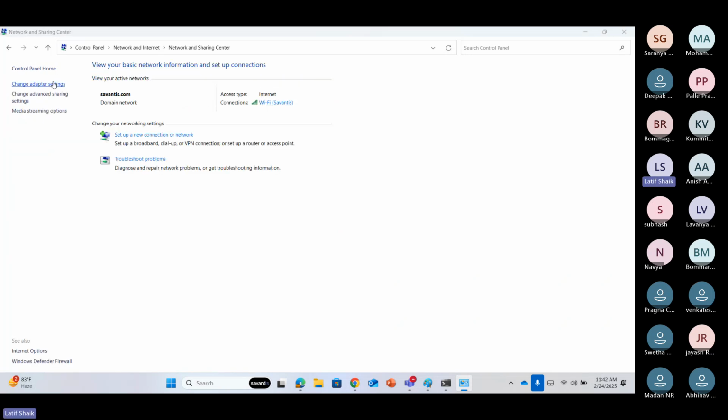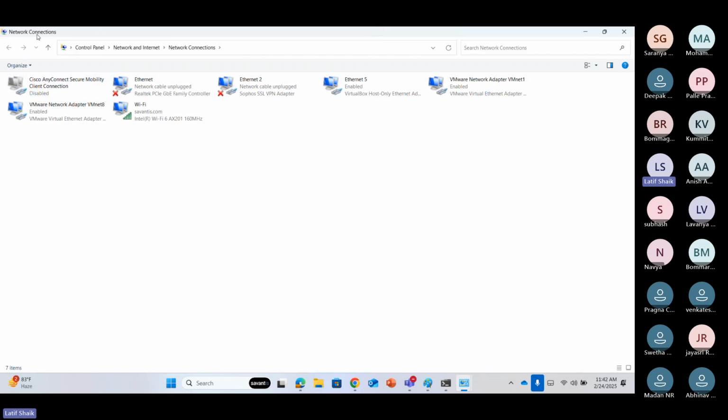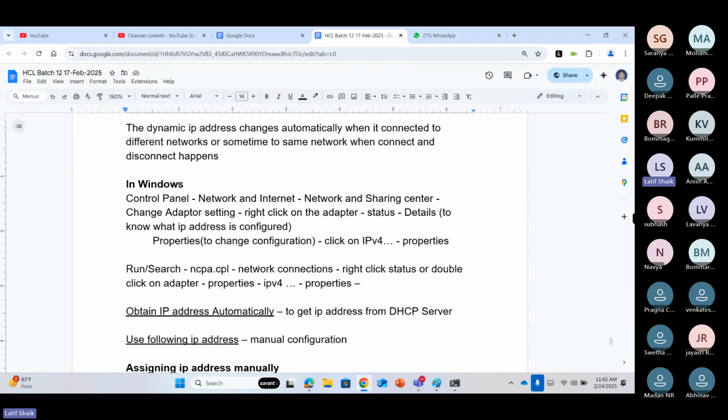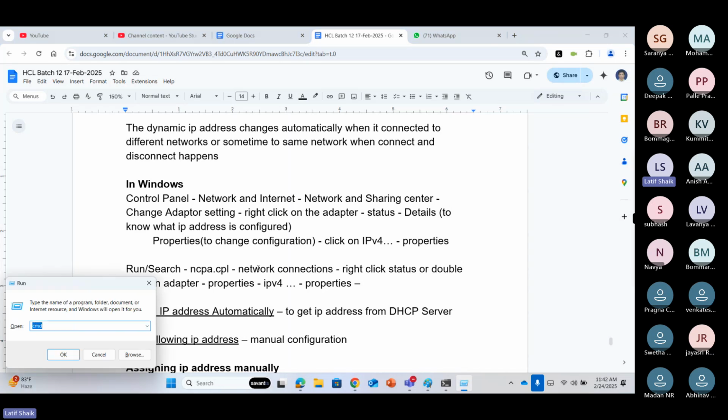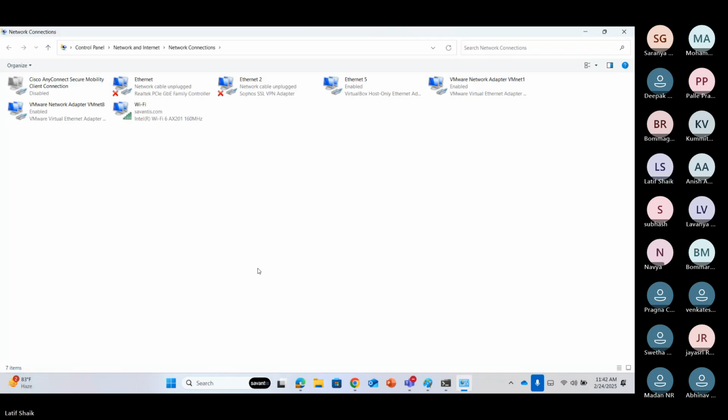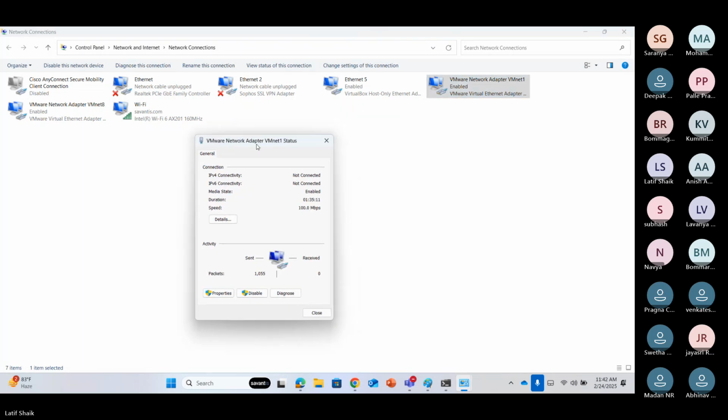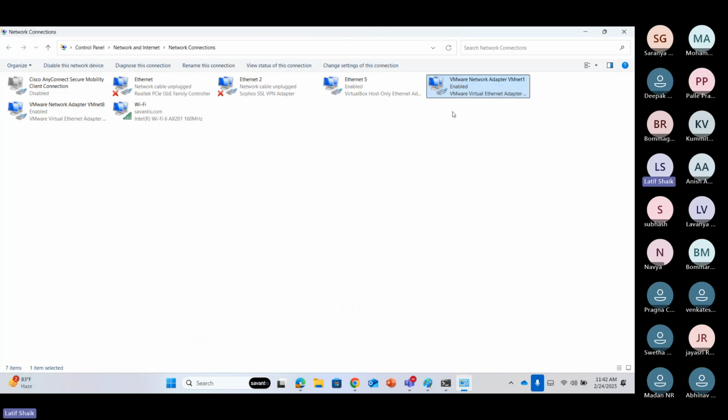Okay, and Change adapter settings. It opens the Network Connections window. So you can see your adapter and you can change the IP address according to you. Another way of opening, same thing only: go to Run, put ncpa.cpl. Okay, ncpa.cpl, same window, it will open.